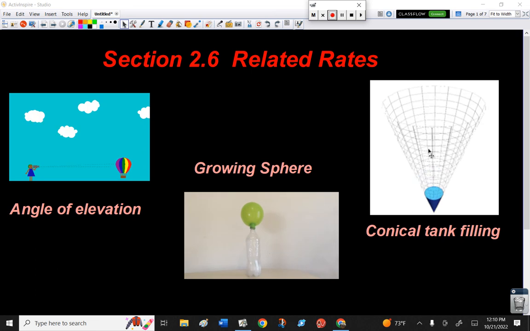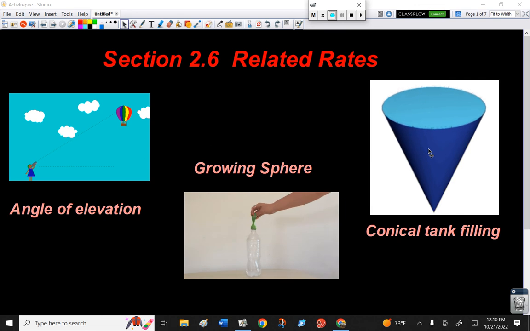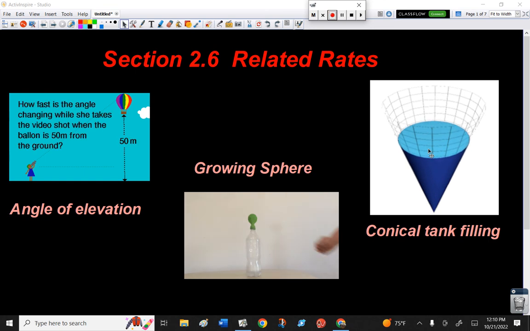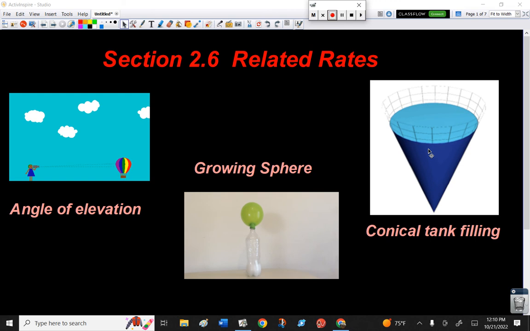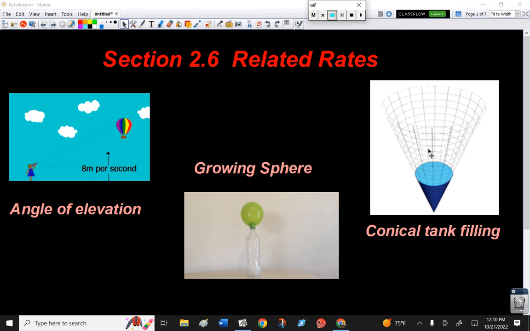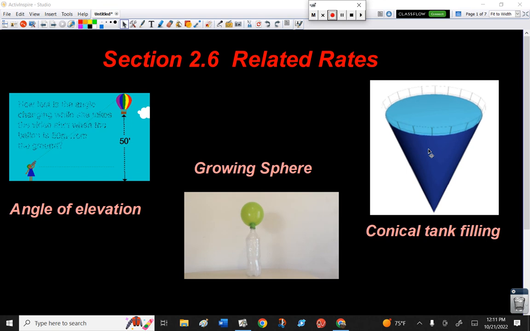Hello, ladies and gentlemen, and welcome to section 2.6, Related Rates. Now, we've actually started this section just by taking the derivative implicitly of a lot of geometric formulas. Well, pictured here are several different things happening. We have a person looking at a balloon that is going up 88 meters per second. Notice that the angle of elevation is changing between the ground and the person's eyesight.